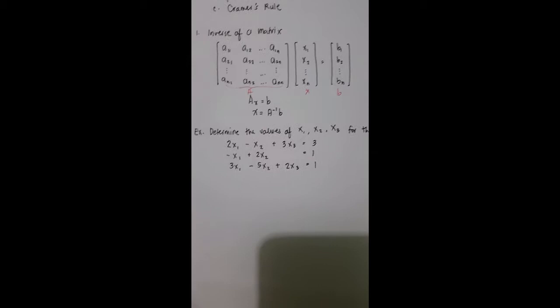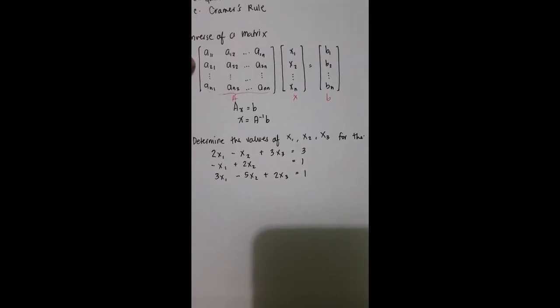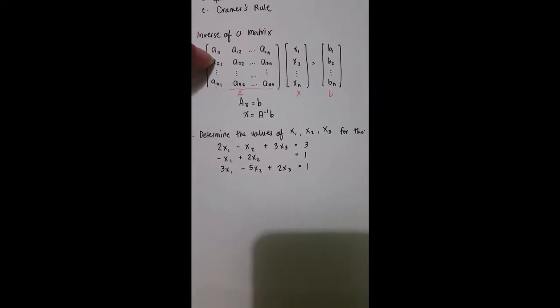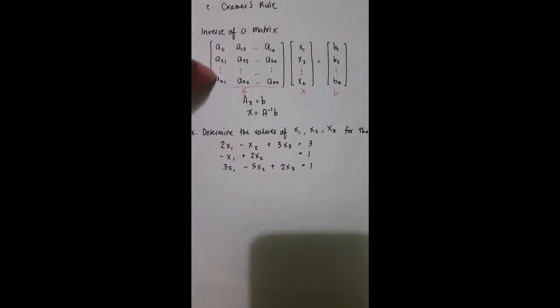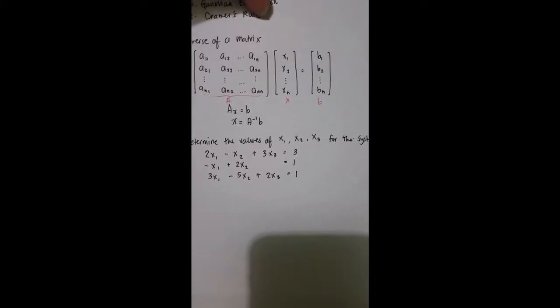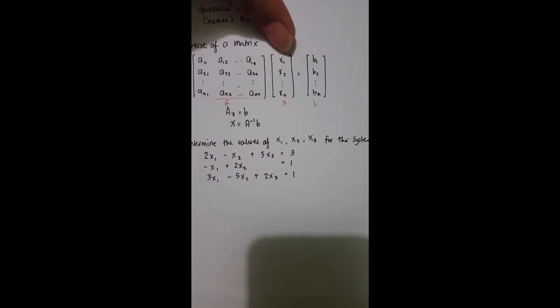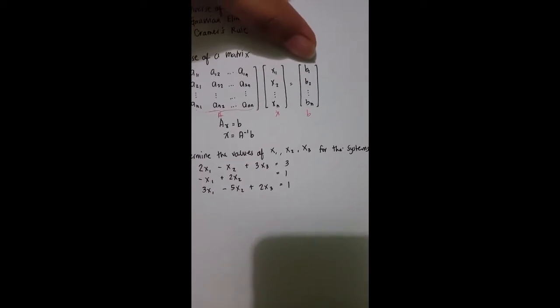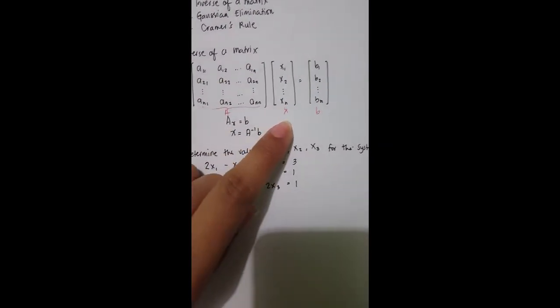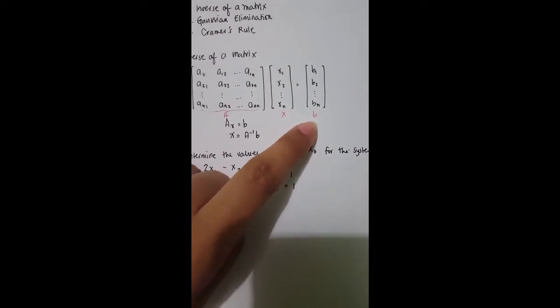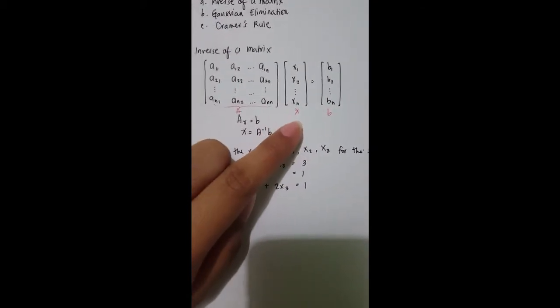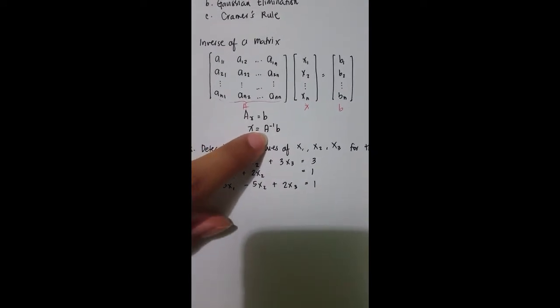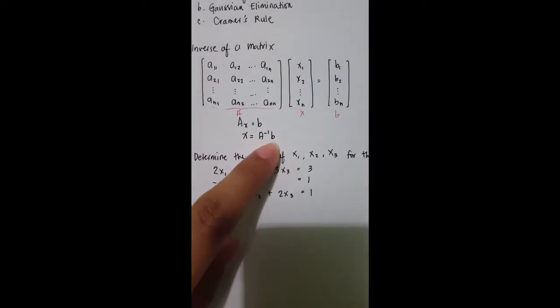So, inverse of a matrix, for example, we have a matrix here with the corresponding elements, multiplied with the matrix X is equal to the matrix B. Therefore, A times X is equal to B. So, in order for us to solve for X, we can use the inverse of A multiplied by B. So, that's it. Let's put it into application.